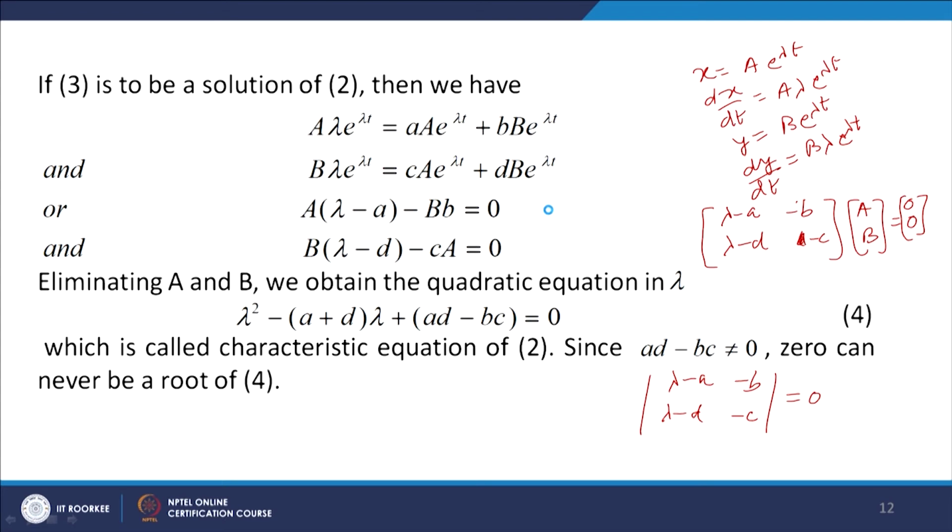Then what happens here is that for the values lambda 1 and lambda 2, these two equations give us, for lambda 1, the values of a and b as, say, a1 and b1. For the value lambda 2 we get the values a2 and b2. Then corresponding to lambda 1, x will be equal to a1 e raised to the power lambda 1 t, y will be equal to b1 e raised to the power lambda 1 t. So, this is one solution, and corresponding to the other root lambda 2, we will have x equal to a2 e raised to the power lambda 2 t and y equal to b2 e raised to the power lambda 2 t.